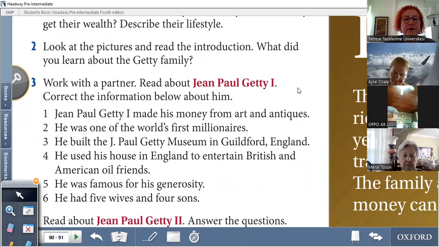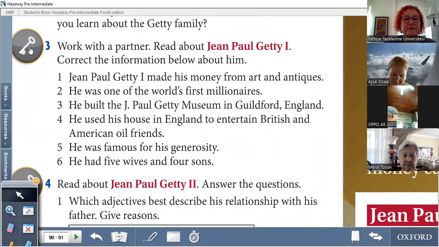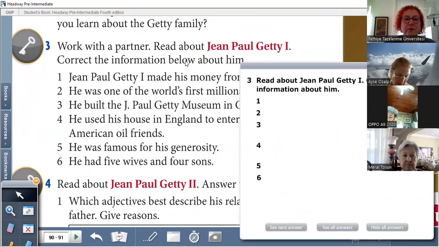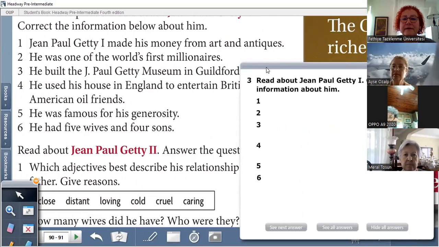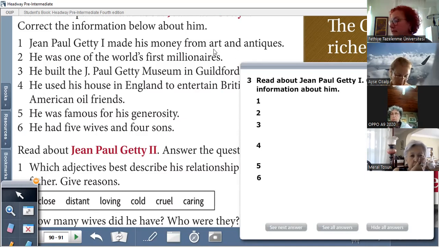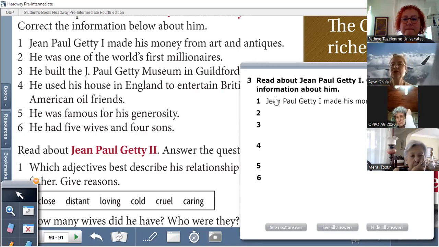Okay, now let's correct the information below. It was your homework as well. The first, correct the information about him. Okay, John Paul Getty, the first, made his money from art and antiques. Yes, it's true. From oil. Look at the first part. How did he make his money?